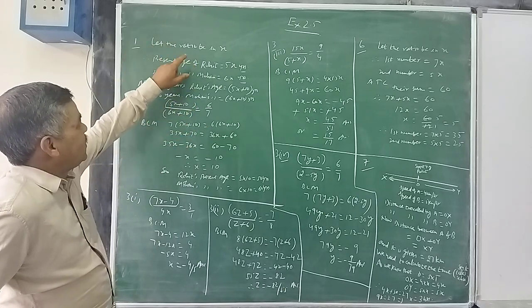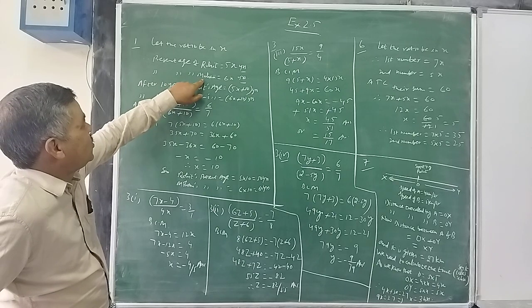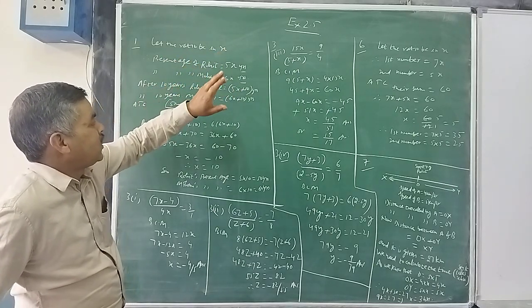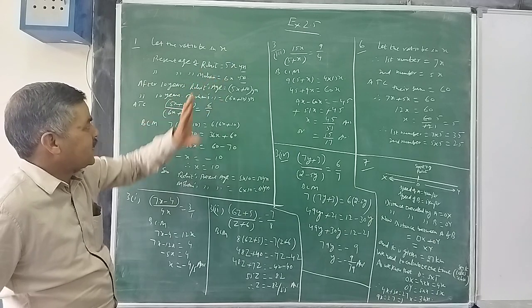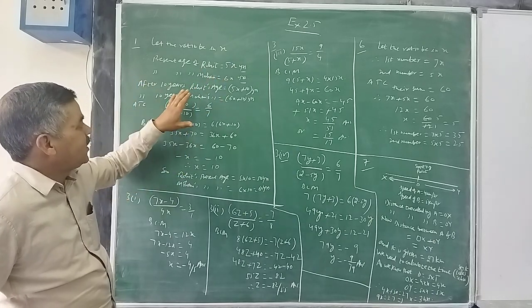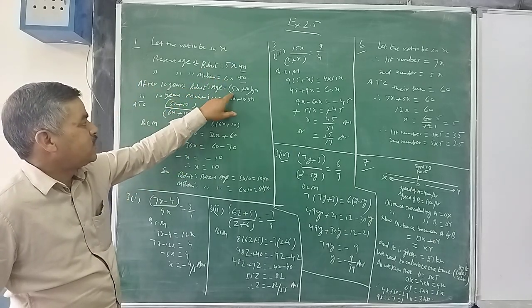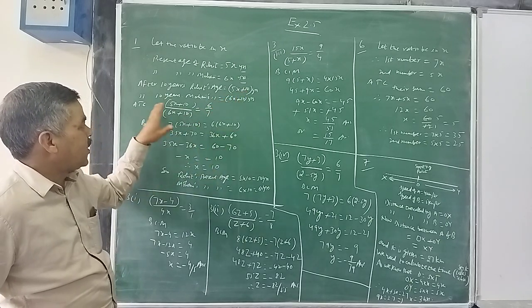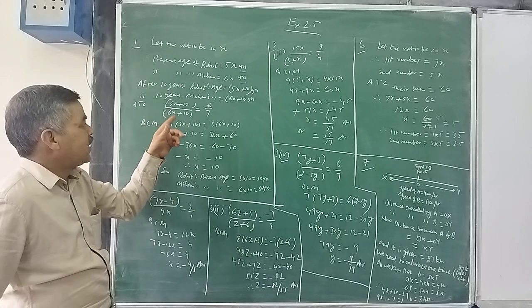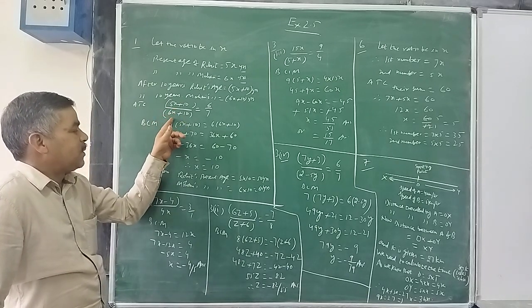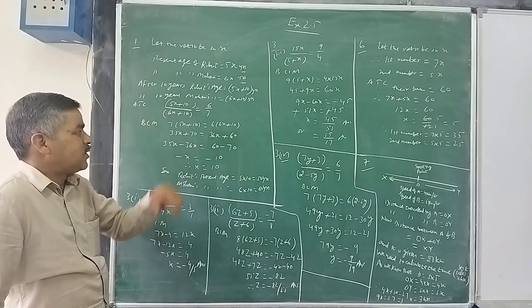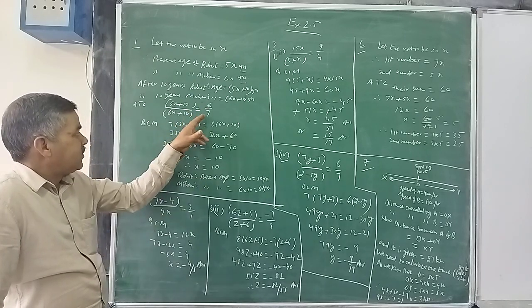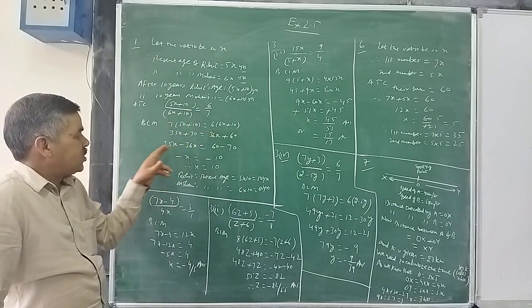So the ratio is given between Rohit's and Mohan's age. I told you to let the ratio be x. So the present age of Rohit you can take as 5x and Mohan will be 6x. Then after 10 years you need to write their ages. One will be 5x plus 10, the other will be 6x plus 10. And according to the question, the ratio after 10 years of their present ages is 6 upon 7.